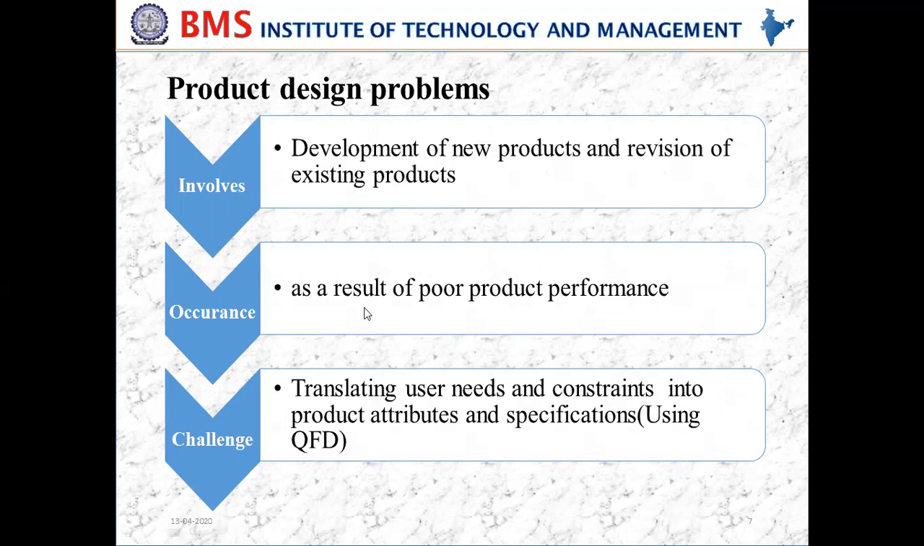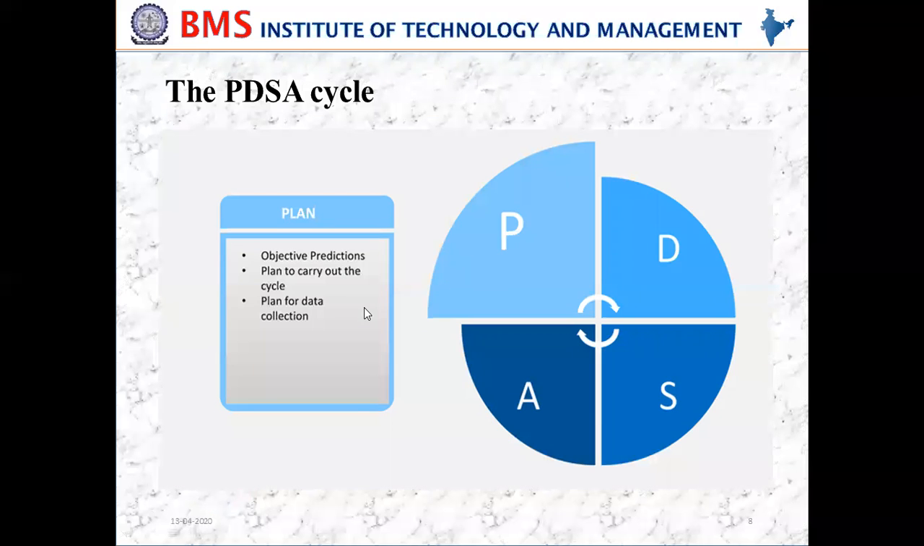Now we will move on to the PDSA cycle. What is the PDSA cycle? P stands for what? D stands for what? S stands for what? And A stands for what? The sequence starts from P and then D, then S, and then A. P is plan, do, study, act. This is called the PDSA cycle, which is used for the continuous improvement process.